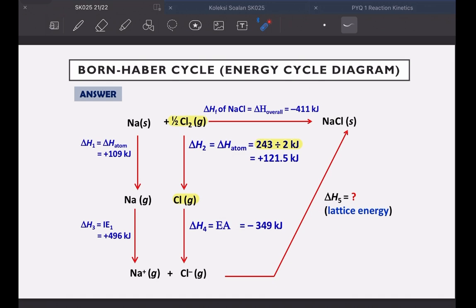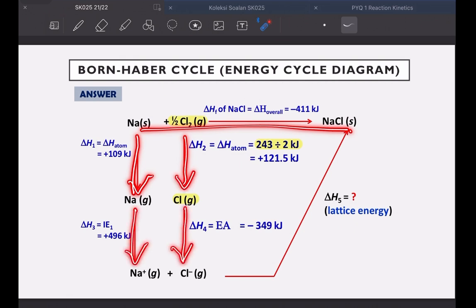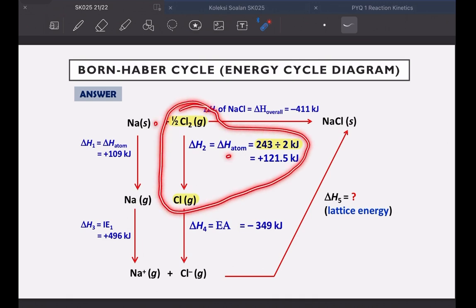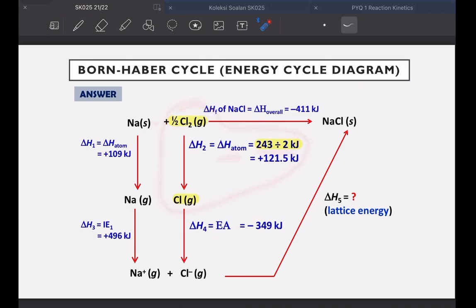So the energy cycle diagram for that question will look like this, okay? And as usual, we start with formation, and then atomization, and then ionization, and then electron affinity, and then lattice energy. But I want to point out right here, for the atomization process, we divide it by 2. Why is that so?